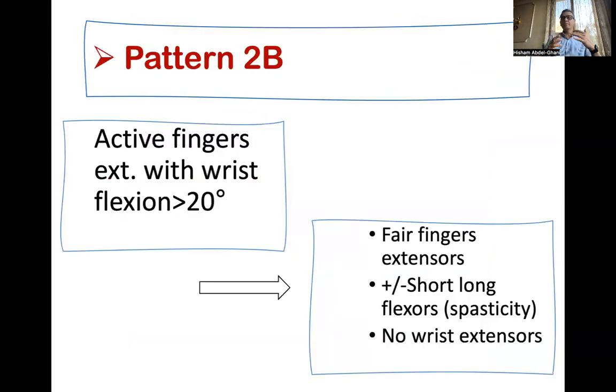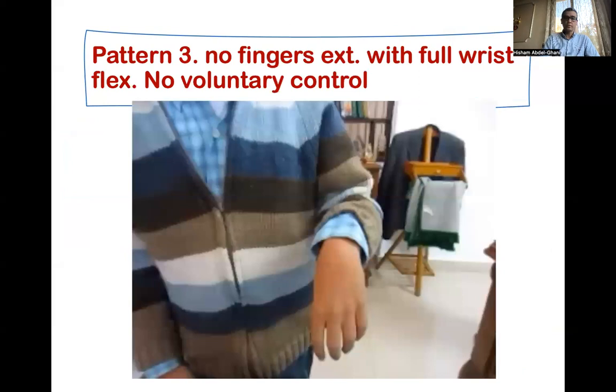And in these patients, they have fair finger extensors, not good finger extensors like pattern 2A. They may have short long flexors, and this will be discovered by passive range of motion of the fingers and wrist. And of course, they don't have active wrist extensors.